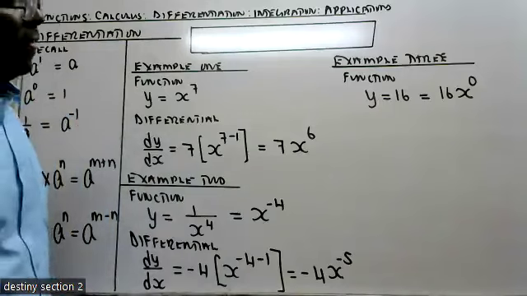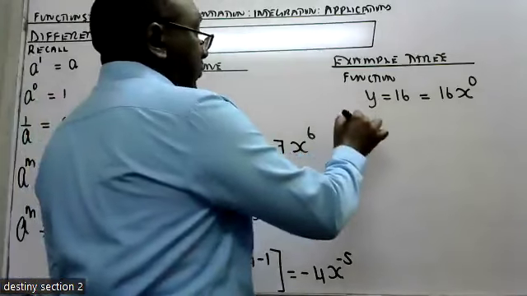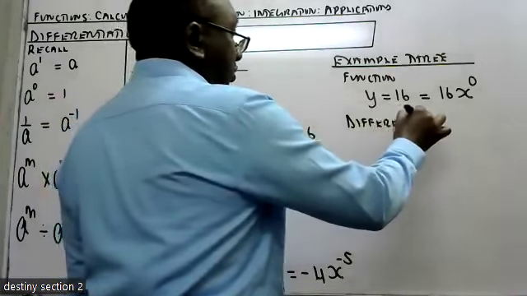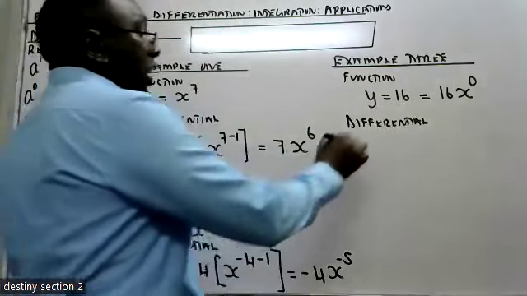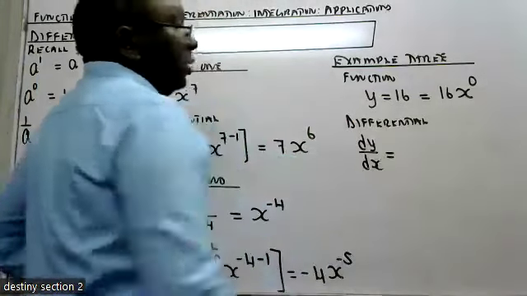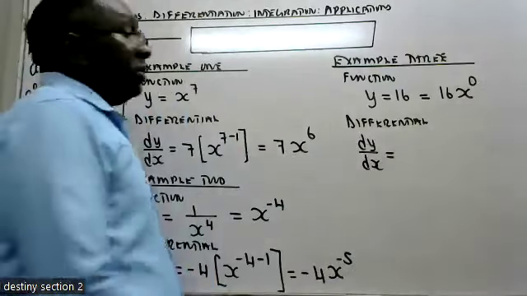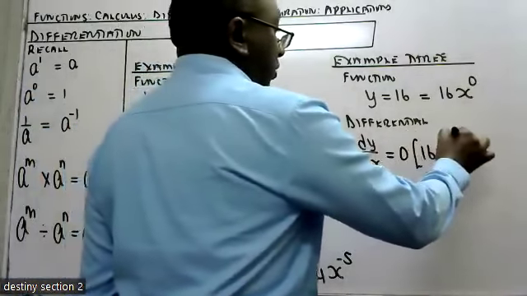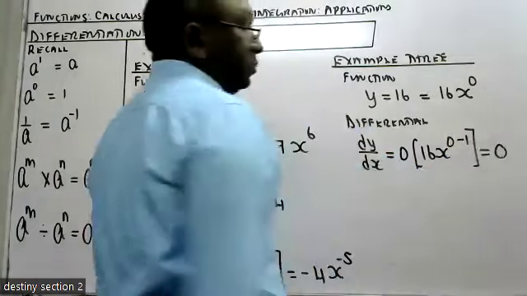Now, in getting the differential, we are going to say dy dx. You take this one, 0, 16x to the power 0, then you less 1, and the answer is 0.